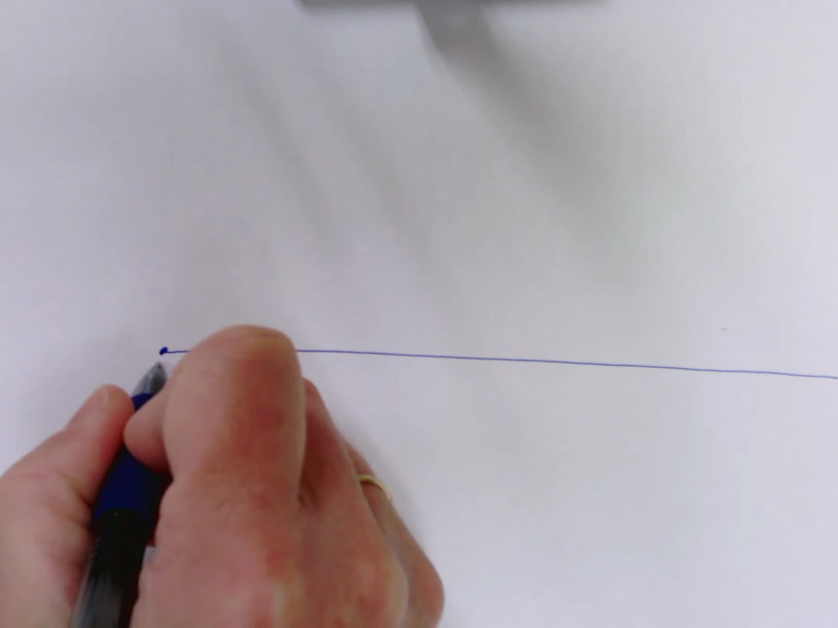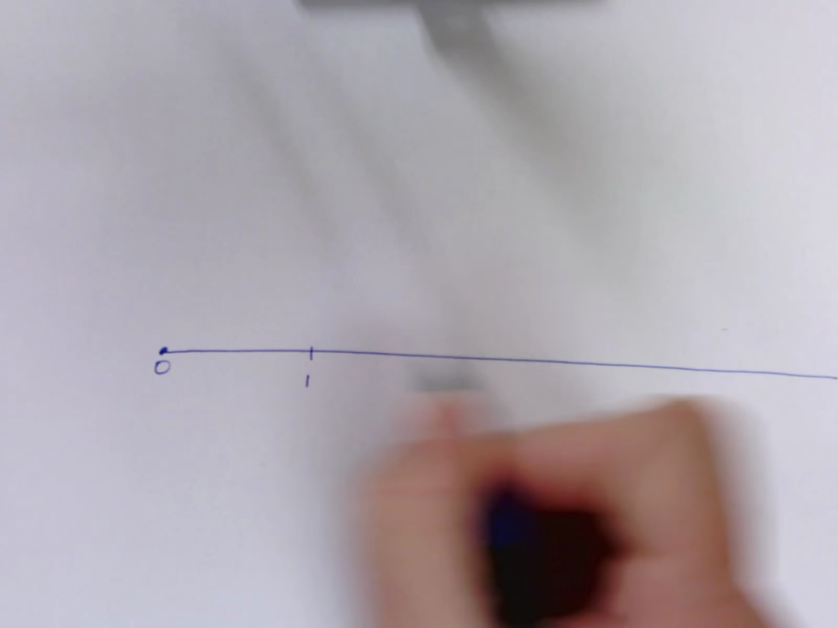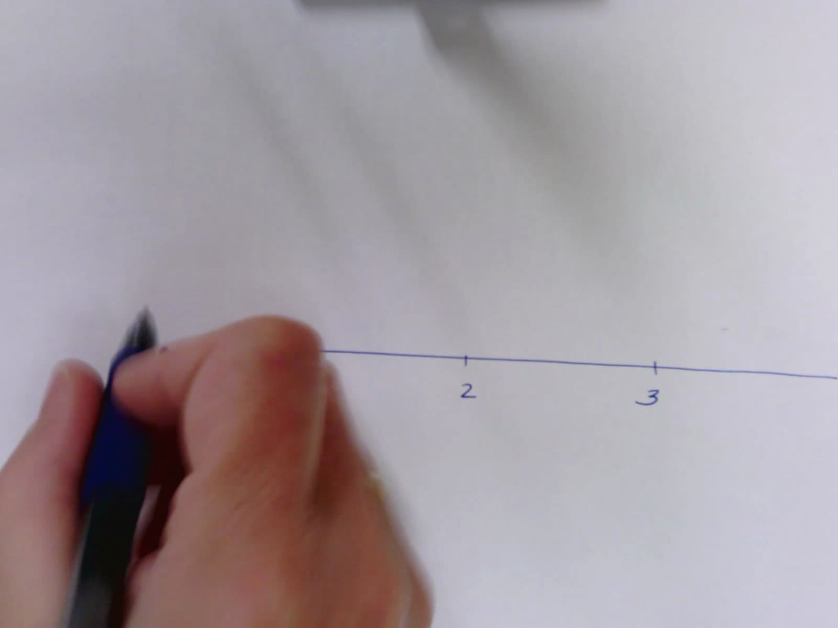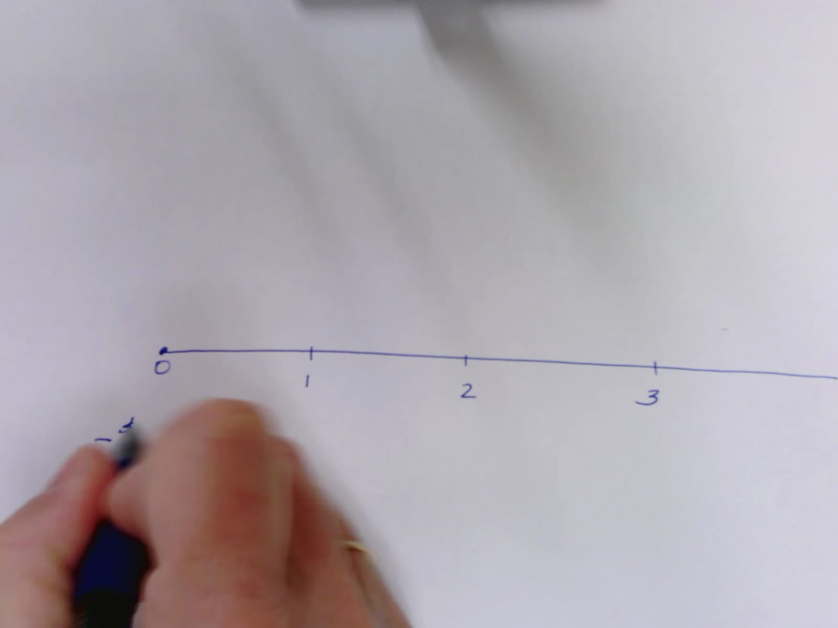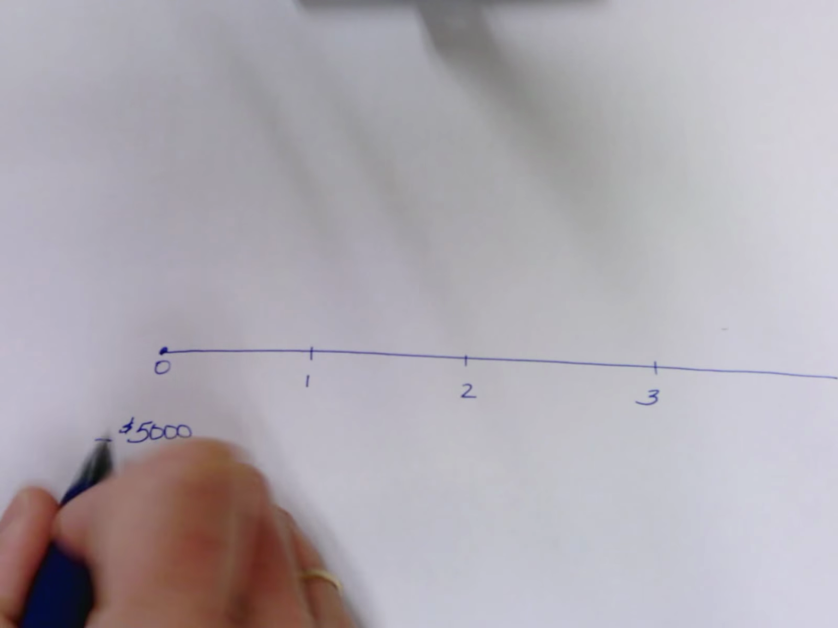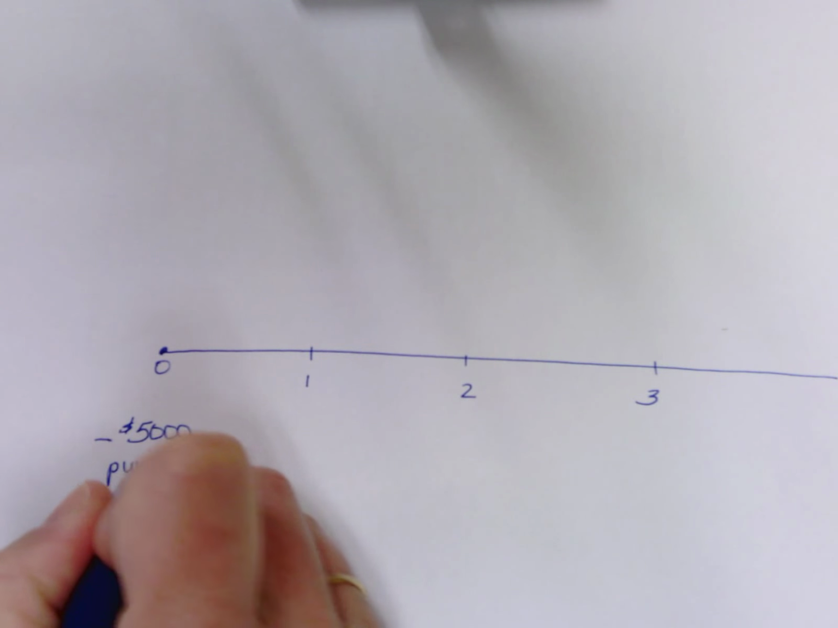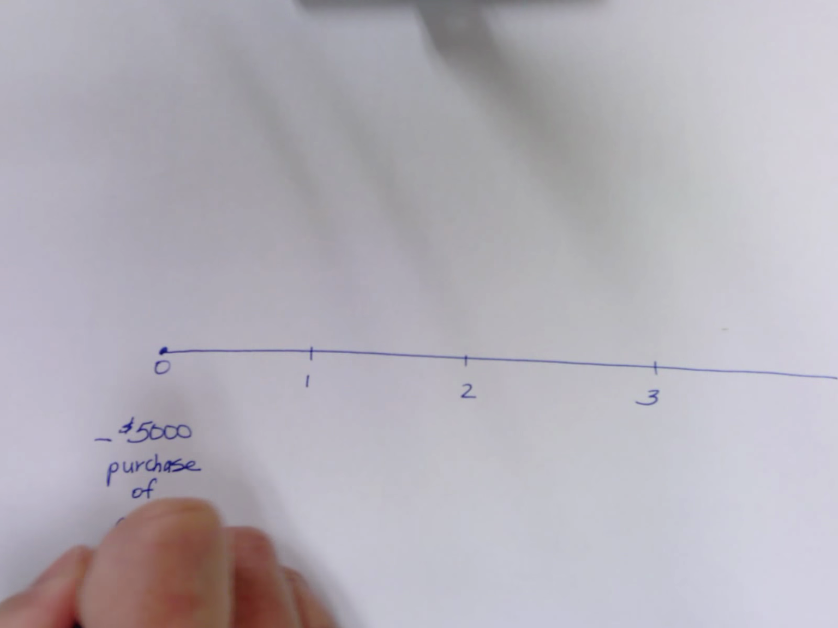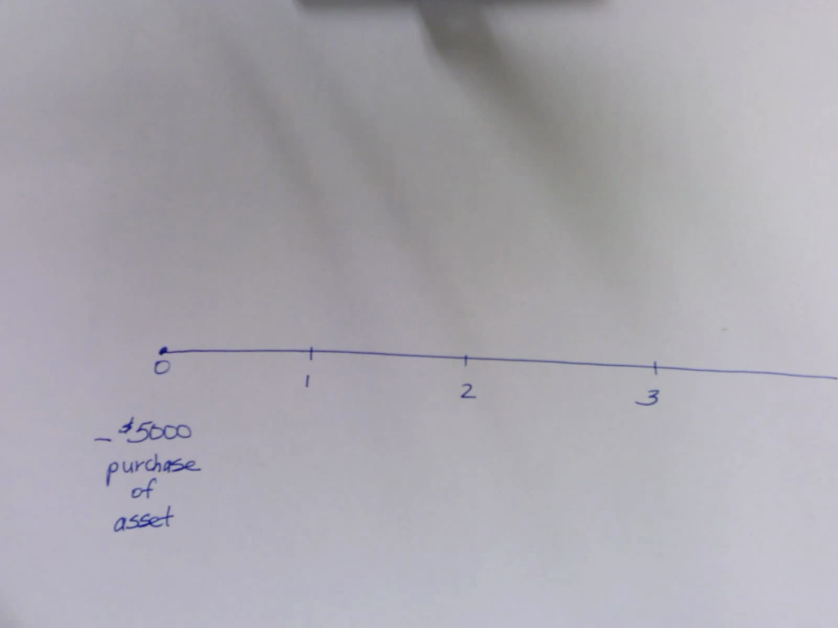So again, this is time 0. This is the end of year 1, end of year 2, and end of year 3. And we figured out that we had a purchase of the asset for $5,000 in my example at the start. So that's at time 0, negative, because the cash is going out.